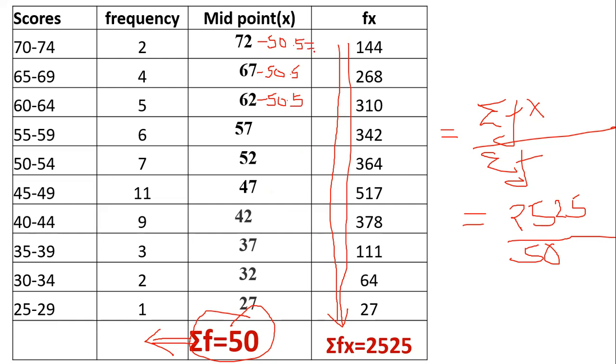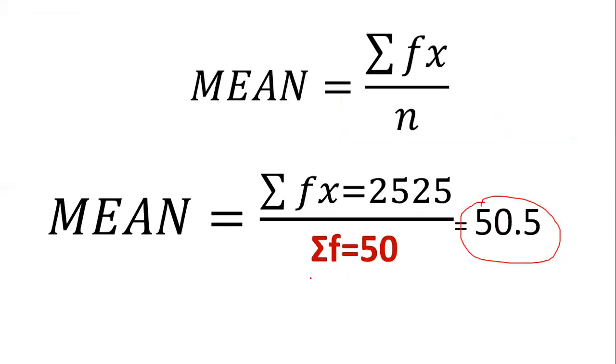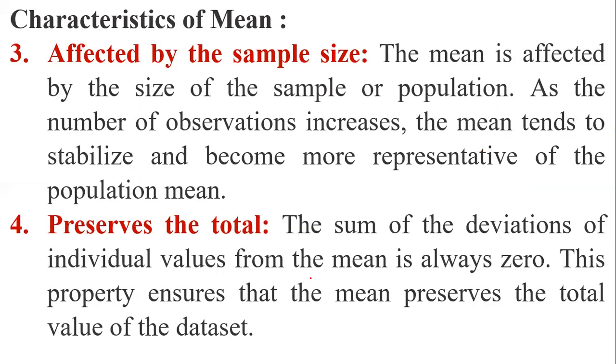The answer you get here, the answer you get here, and the answer you get here. And then you decide to add all the answers you have gotten up to this point. When you add all the answers, you'll get 0. And that's why I say that mean preserves the total. The sum of all the deviations of the individual values from the mean is always 0. This property ensures the mean preserves the total value of a data set. If you get something that's not 0, then there must be a problem.